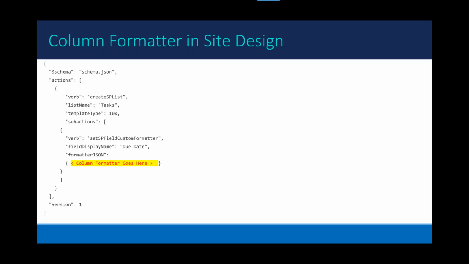So what we're looking at here, this is that site script I was just talking about, and part of that is you are going to be adding a field custom formatter to the list you just created in this site design, and that's where you'd specify how you want that to be formatted. And again, what's great about these is whenever you create a site with a site design, it automatically creates lists, automatically applies those column formatting rules to that list.